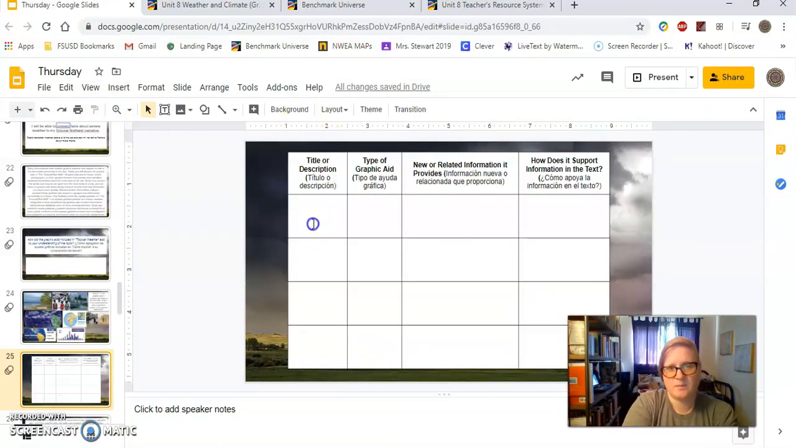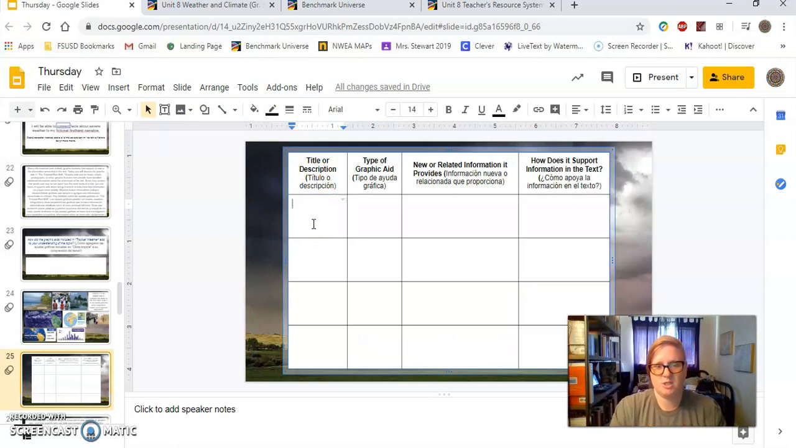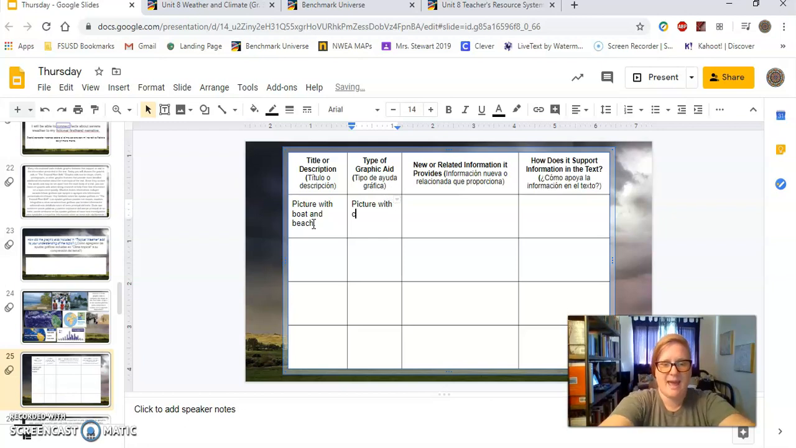So now I'm going to go to my chart. Now, title or description, I'm going to say picture with boat and beach. Type of graphic aid. So it's not a map, it's not a chart, it's not a graph, it's just a picture with caption. Caption means a little text within the picture.